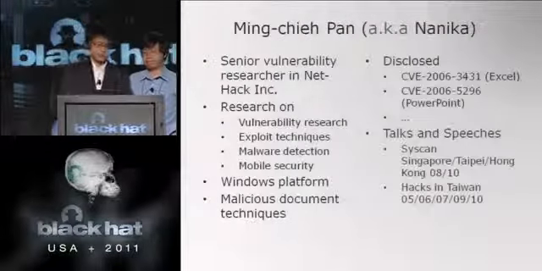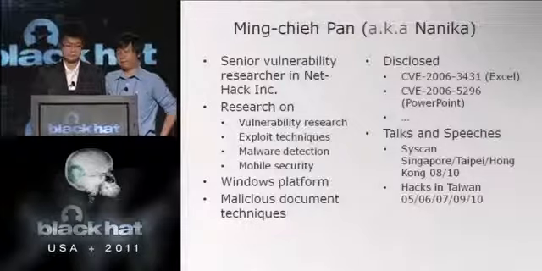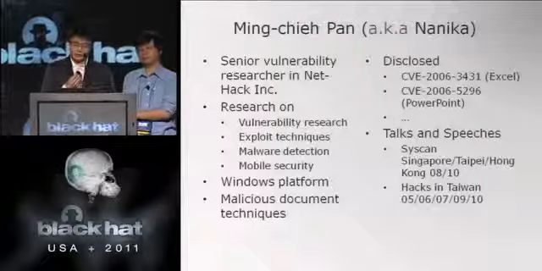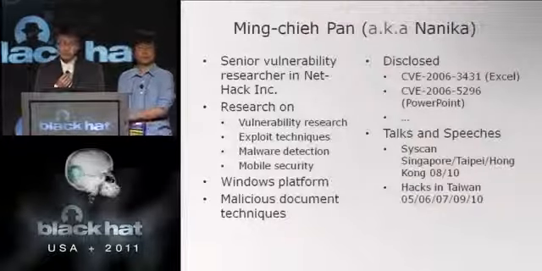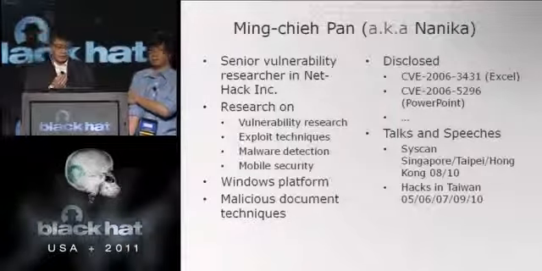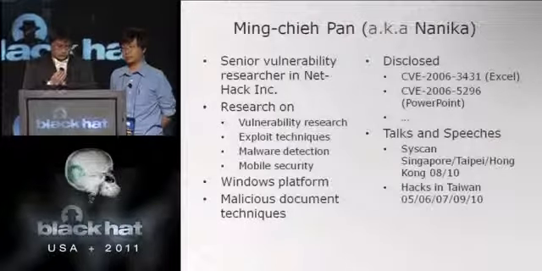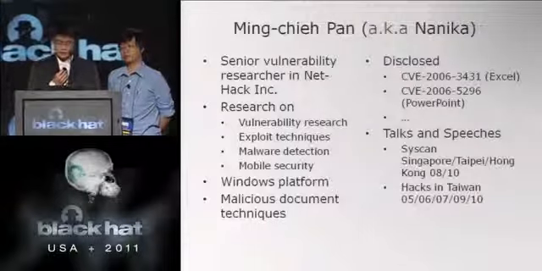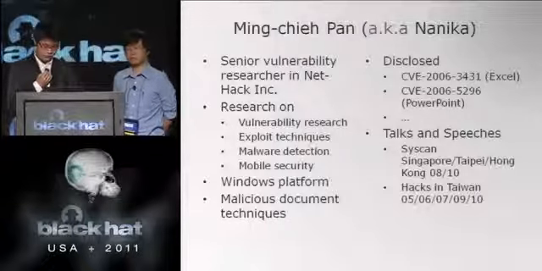Hi, my name is Min Jae. You can call me Nanika. I'm in vulnerability research at Blackhat in Taiwan. My research topics include vulnerability research, exploitation techniques, malware detection, and mobile security, especially on the Windows platform. I have worked on document security research since 2004. I have discovered many Windows and Office vulnerabilities, and some of them have been published.